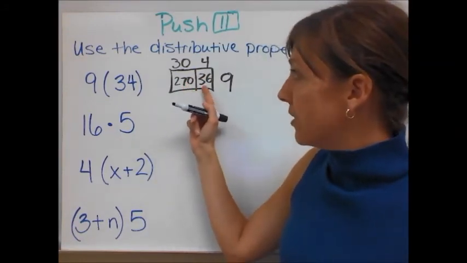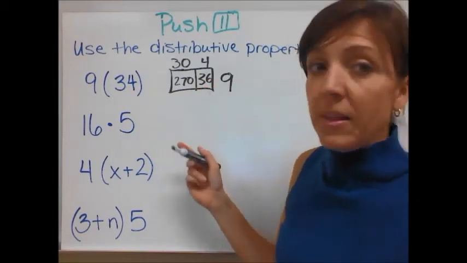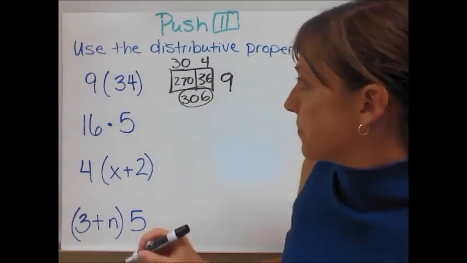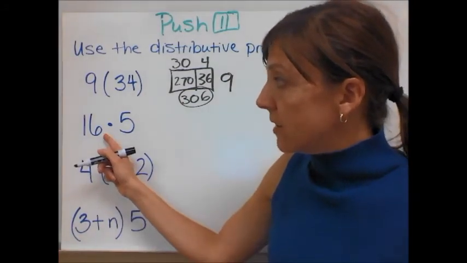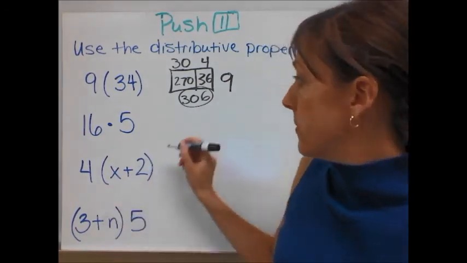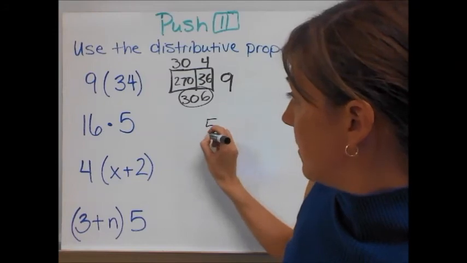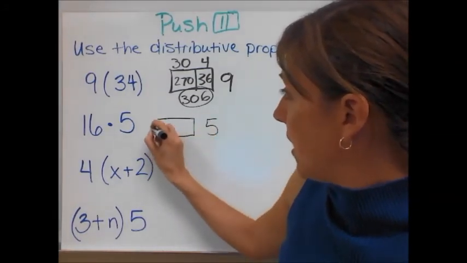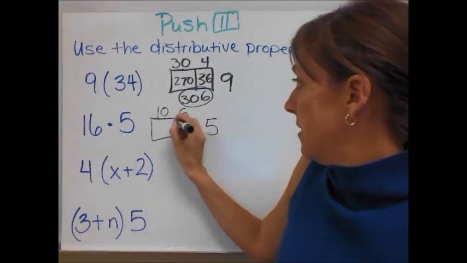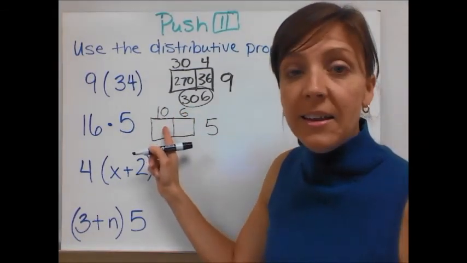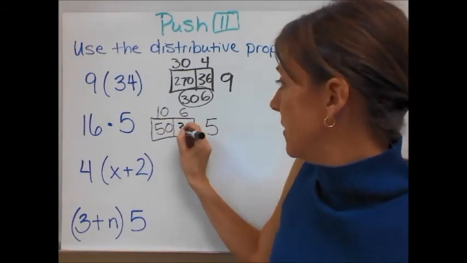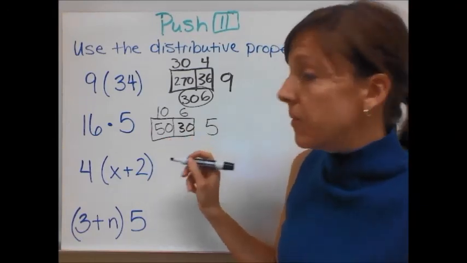I know that 270 plus 30 is 300. Plus 6 would be 306. So my answer here would be 306. Let's go to 16 times 5. How would I break this apart into simpler, more manageable parts? Well, I would say 5 on the outside, and I'd break my 16 into 10 and 6. So 5 times 10 is 50, and 5 times 6 is 30. And I can add the two together and go ahead and say, oh, 80.